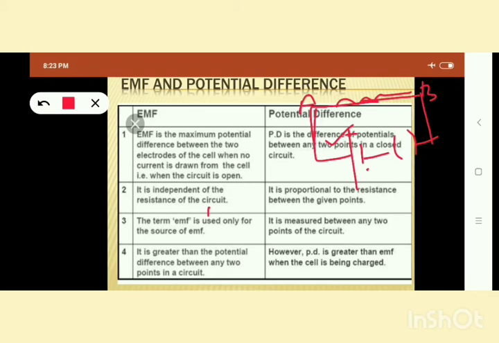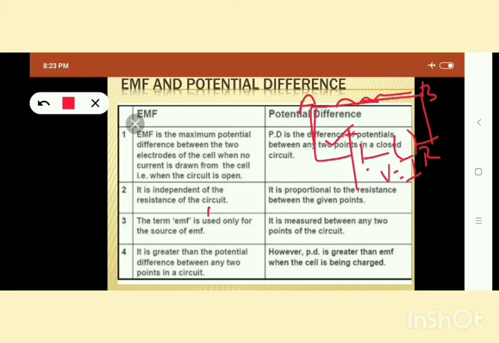But at the same time, what about the potential difference? Potential difference is proportional to the resistance between the given points. We have studied the relation V is equal to IR. So potential difference is proportional to the resistance. It is affected by the resistance.